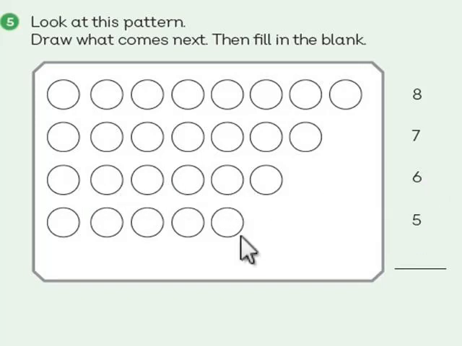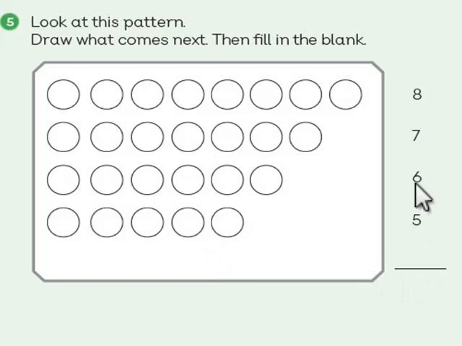Can you answer? 8, 7, 6, 5, 4. So you will make 4 circle. 1 circle, 2 circle, 3 circle, and 4 circle. So 4. So we less 1 from 8. Less 1 is 7. Less 1 is 6. Less 1 is 5. And less 1 is 4. So make 4 circle.